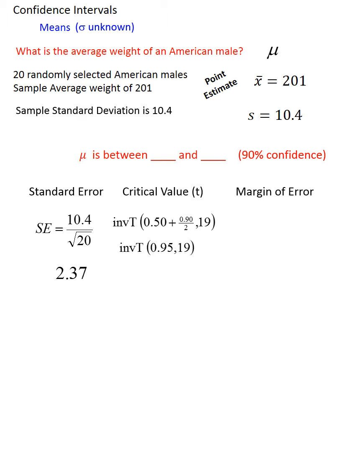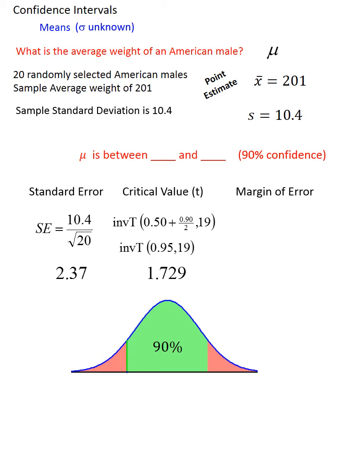Now when you put this into a calculator or into any other kind of software, what you get is 1.729. Well, let's take a minute to examine what that means. In this case, I want to produce what's called a 90% confidence interval. That means I want to use a process which will give me a confidence interval that captures the population mean 90% of the time.